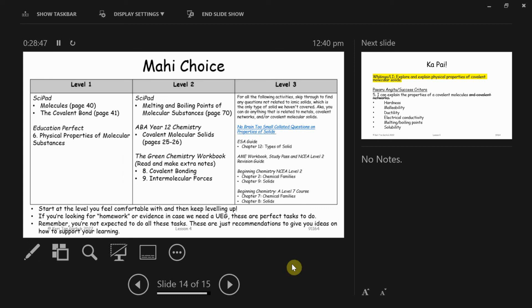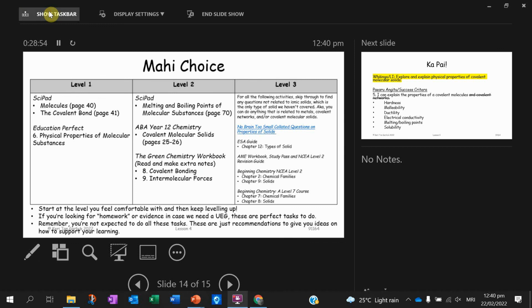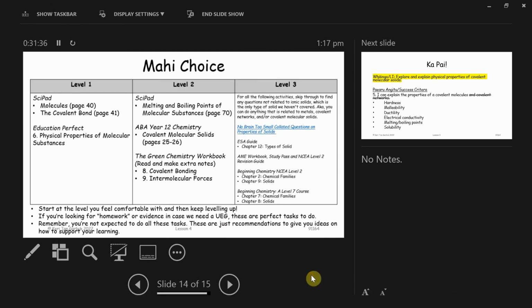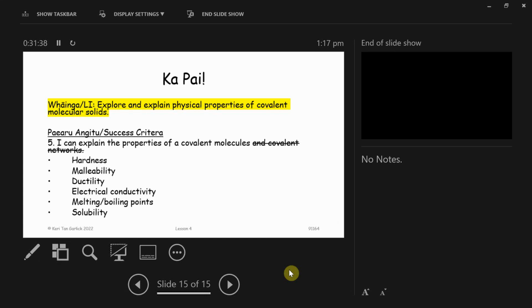So what I have here is our monkey choice. Just to recap, we have explained and explored the physical properties of the covalent molecular solids.